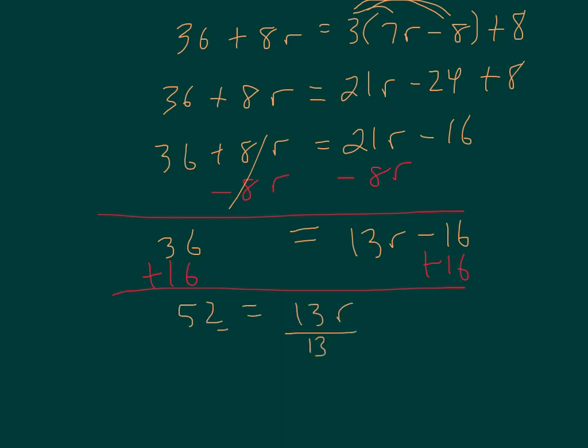Divide by 13, divide by 13, and as I clean it up from the left side to the right, 13 times 4 is 52. You may need a calculator for that one. And 13 divided by 13 is 1r, so r equals 4.